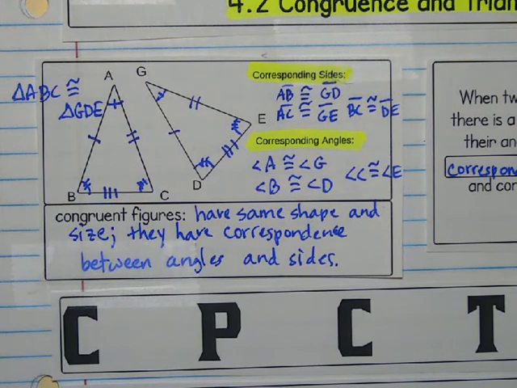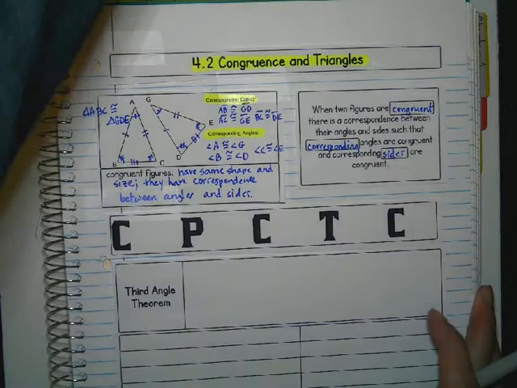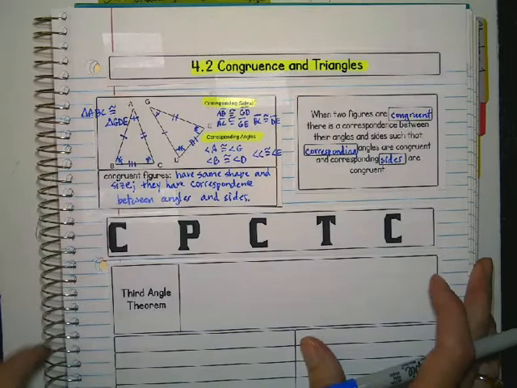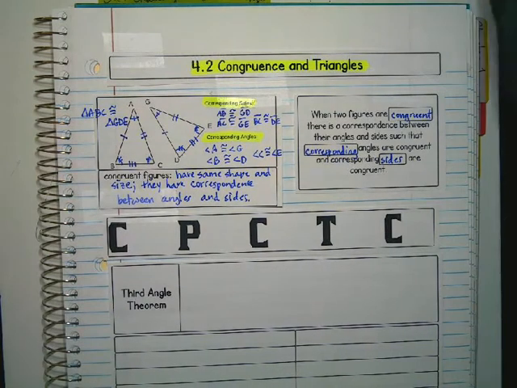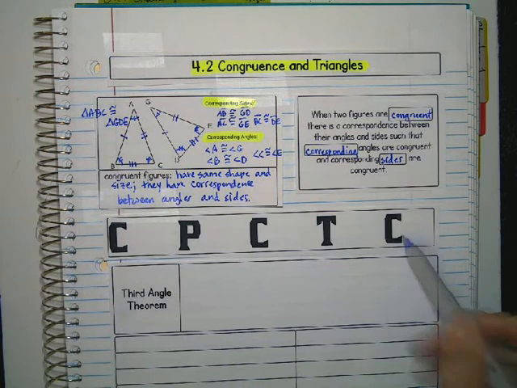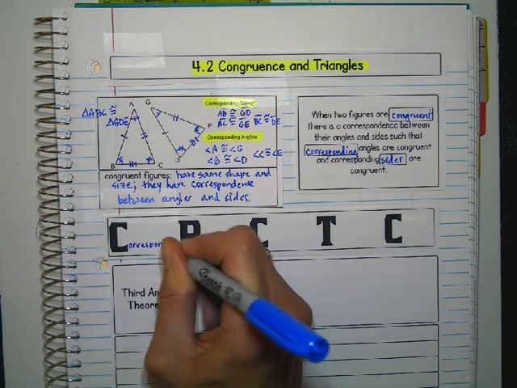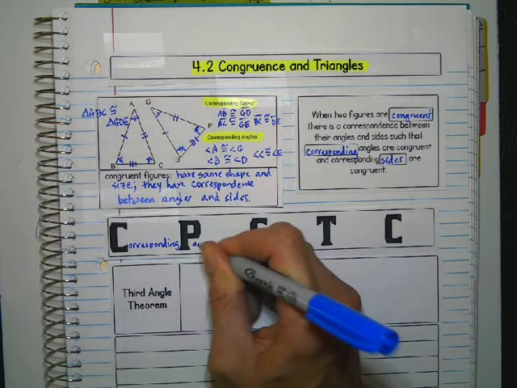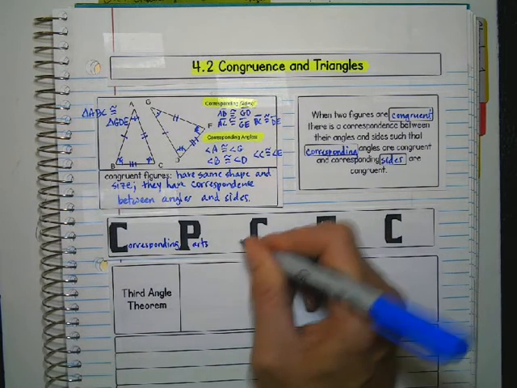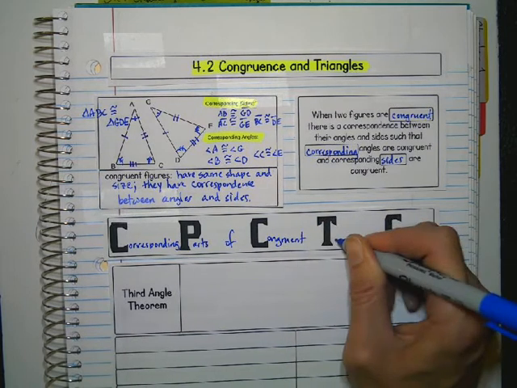So what we call that is pretty nifty. That's a lot to have to say every time we want to prove something. So what we call that is CPCTC. And that stands for corresponding parts of congruent triangles are congruent.